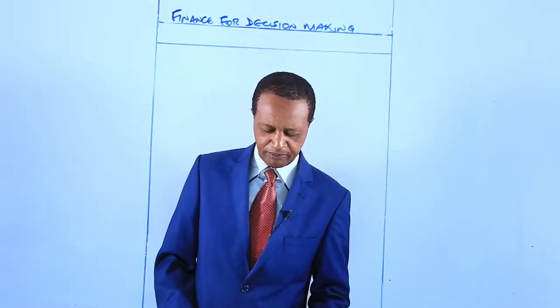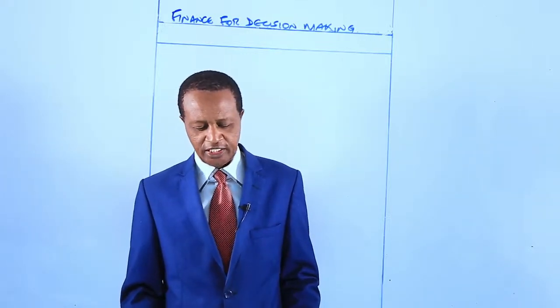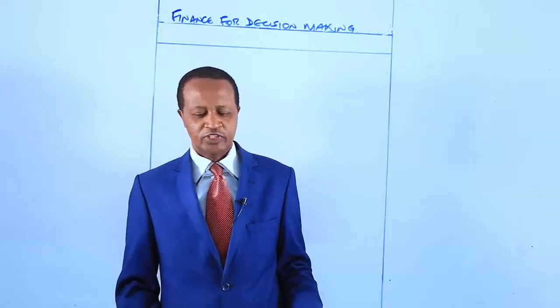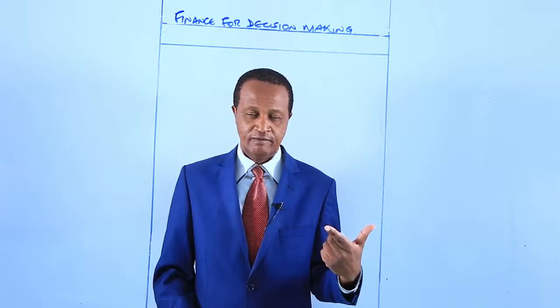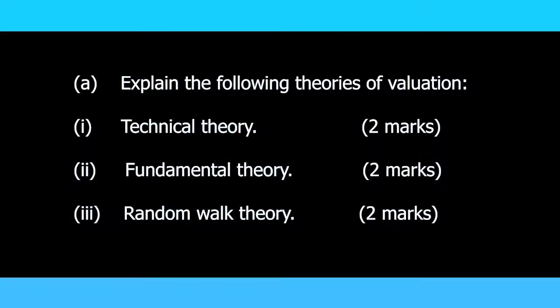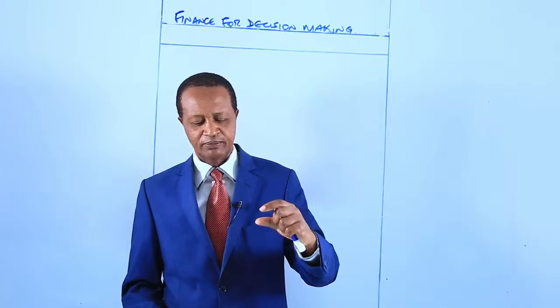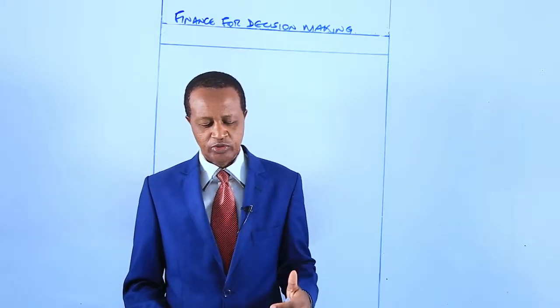Question 3 has 3 parts, A, B, and C. Part C is the part that we are interested in, but for the sake of revision, we will still answer questions A and B. Question A reads: explain the following theories of valuation. 1. Technical theory, 2 marks. 2. Fundamental theory, 2 marks. 3. Random walk theory, 2 marks. That is part A of the question. So let's answer part A, then part B, then C, one section at a time.